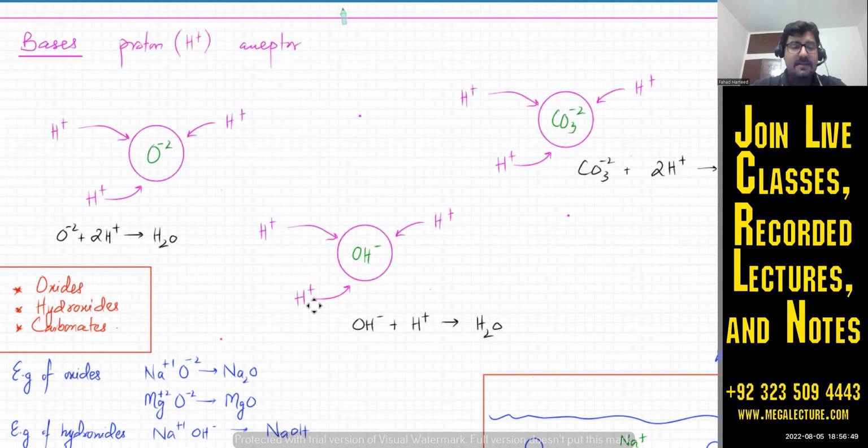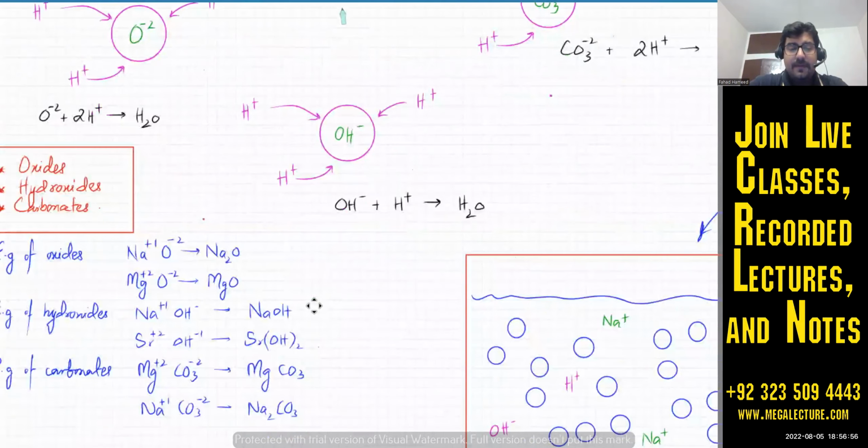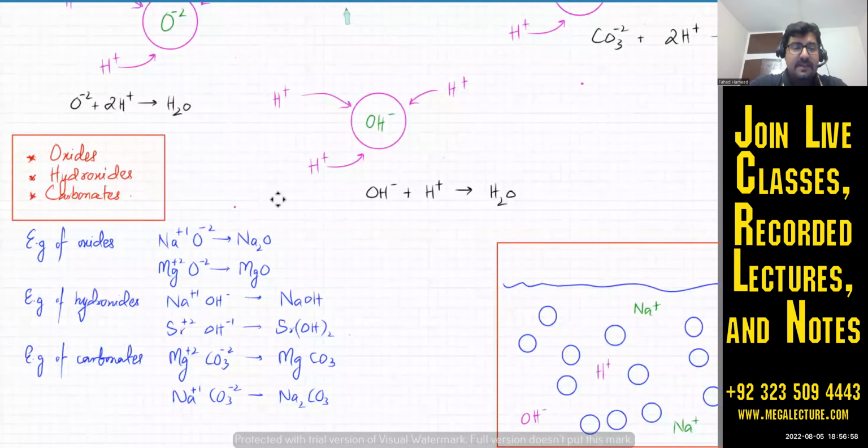These are the common bases. It could be any negative ion. Even a Cl negative ion could act as a base. So these are some of the examples of bases.